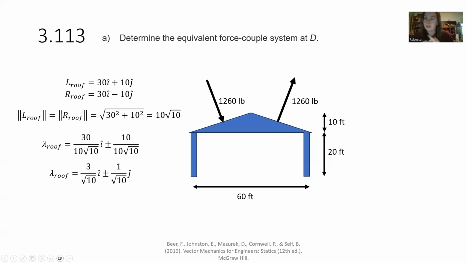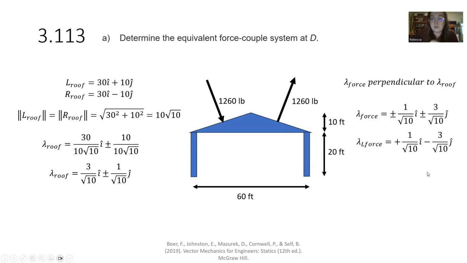When two lines are perpendicular to each other in 2D, their terms are going to switch. The most simple way to say it would be, if we had 1i plus 0j, that would be the x-axis. Perpendicular to that would be 0i plus 1j, the y-axis. So we're going to do the same thing, and we're going to switch those two terms. So the unit vector of our force is perpendicular to the unit vector of the roof, and therefore we need to switch those terms.